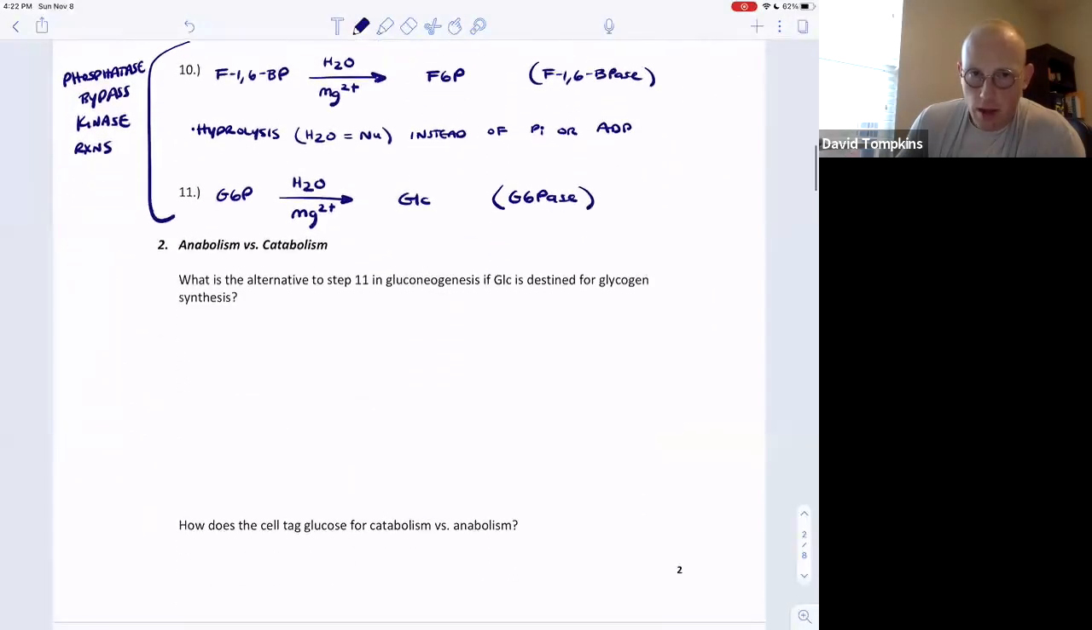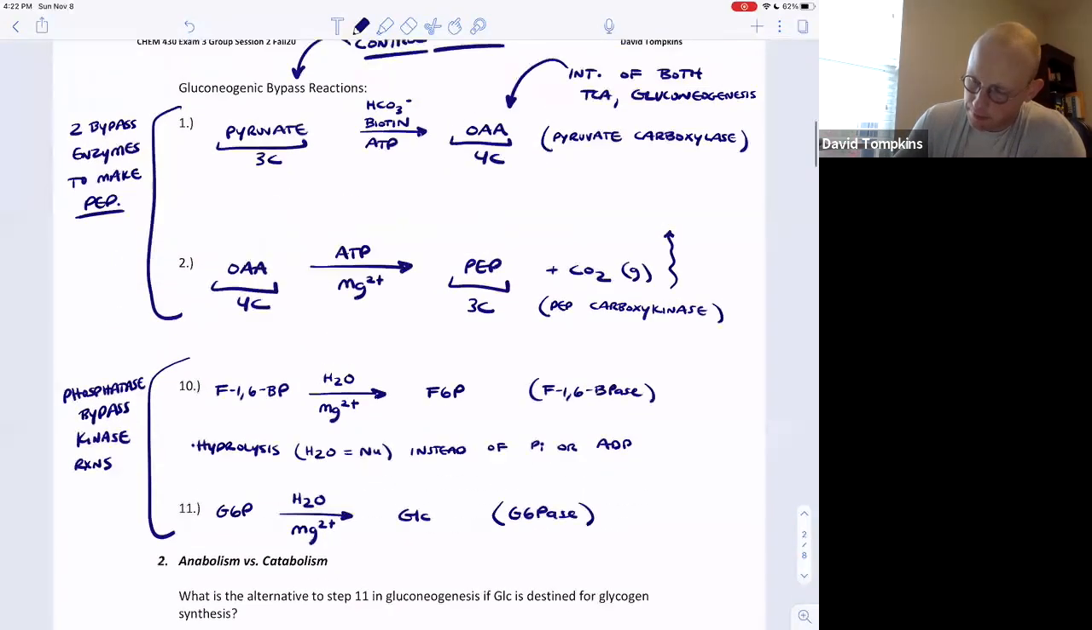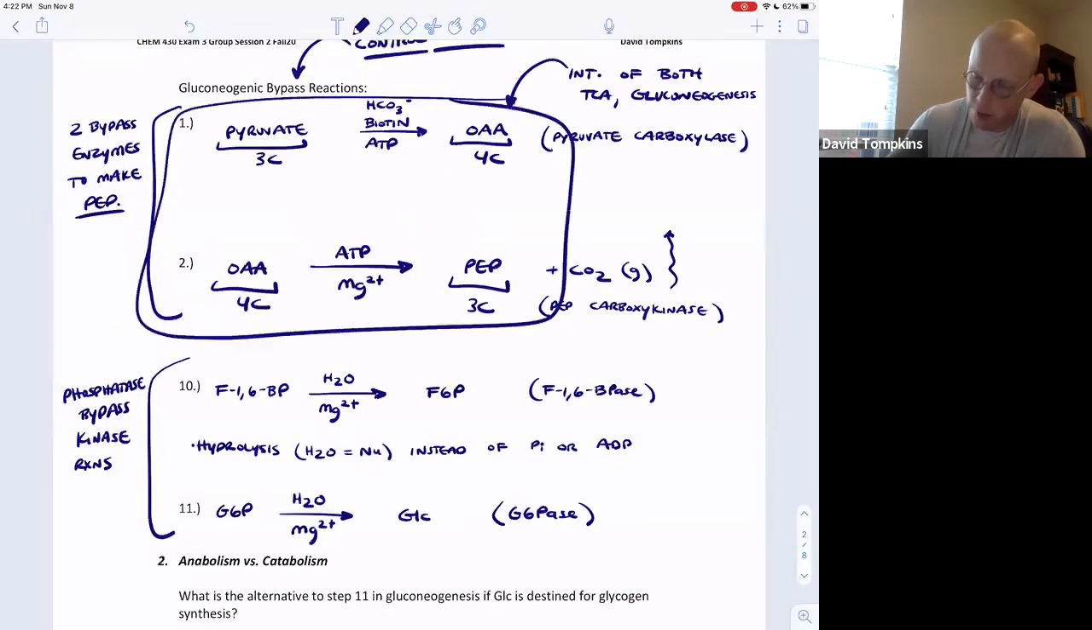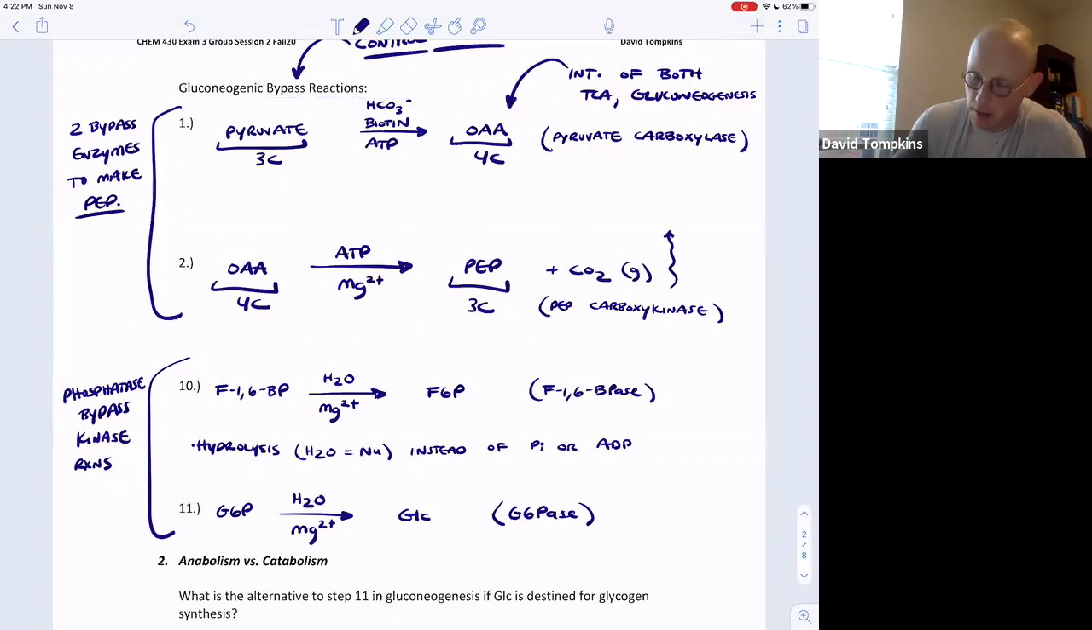So here I went through 11 steps of gluconeogenesis to get back to one glucose molecule. There were only 10 steps, of course, for glycolysis. The reason it takes an extra one is because it requires 2 to get back to pyruvate at the beginning.